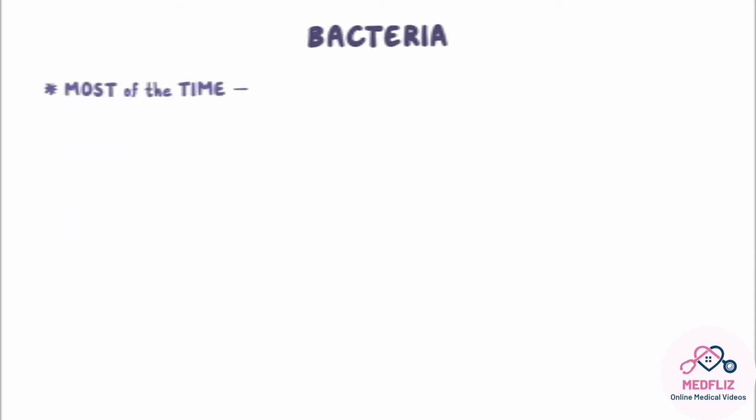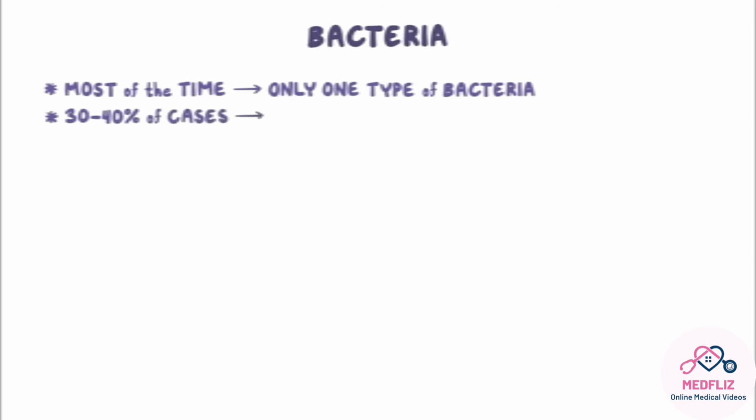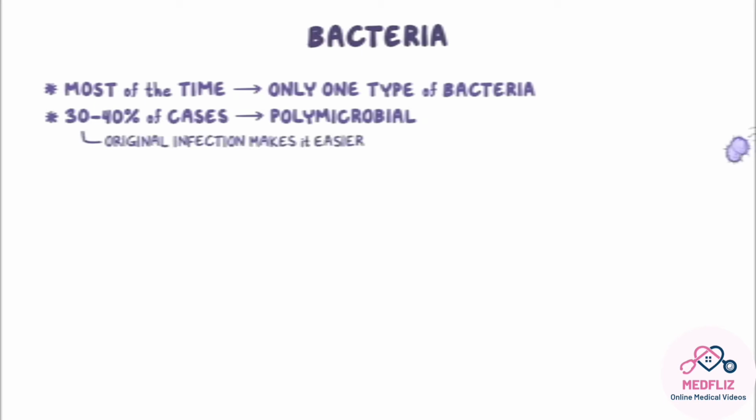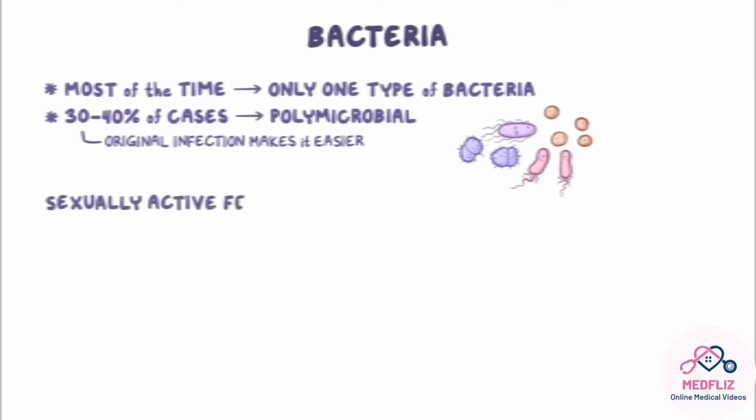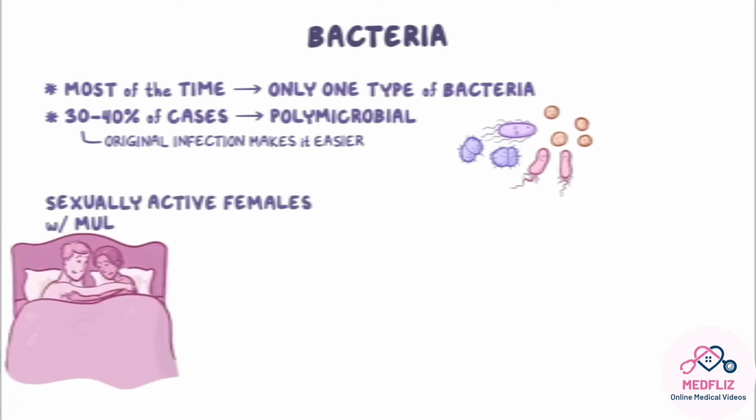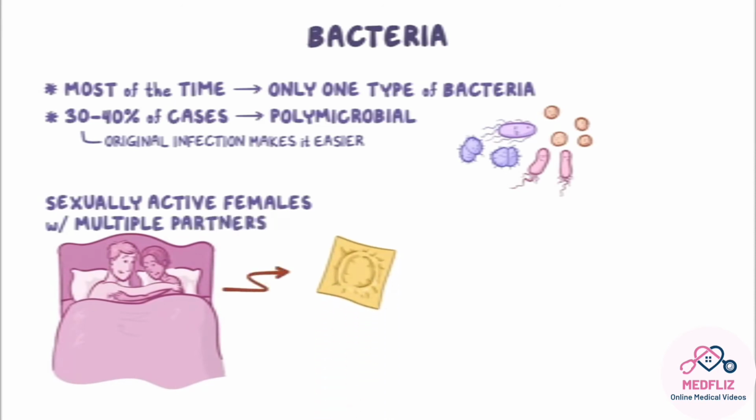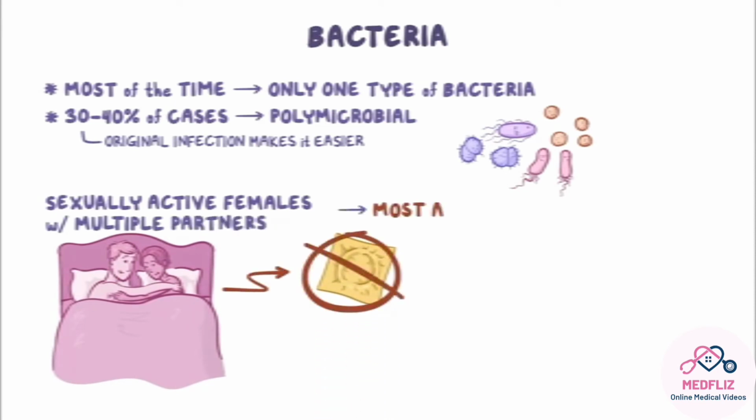Most of the time, the infection is caused by only one type of bacteria, and in 30 to 40% of cases it becomes polymicrobial. Essentially, the original infection makes it easier for other bacteria to settle into the reproductive system. Because of the relationship with chlamydia and gonorrhea, sexually active females, particularly those having multiple partners and not using protection, are most at risk for PID.